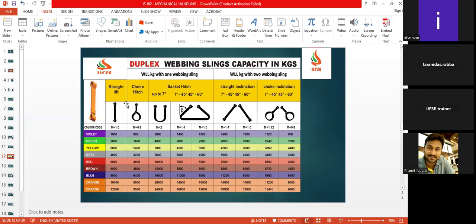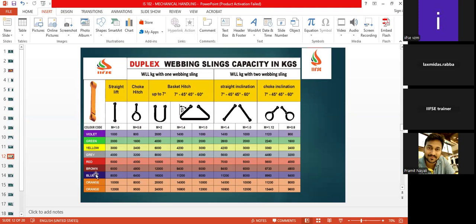This is one way, which is a straight lift. Here we have two eyes, the two end points. You apply one end to the load and the other end is on the EOT crane or any hoist. The other one is called a choke method. There the load will be applied in between the circle and the other point, which is hung on the hoist. The third one is a basket hitch, a straight inclination, choke inclination. So these are the various basic methods we use these web slings for lifting and shifting of materials.